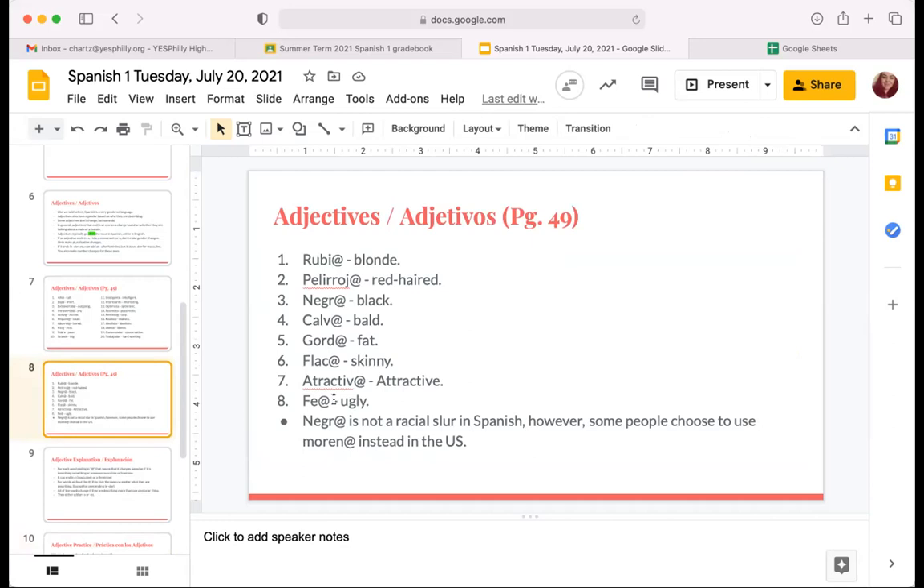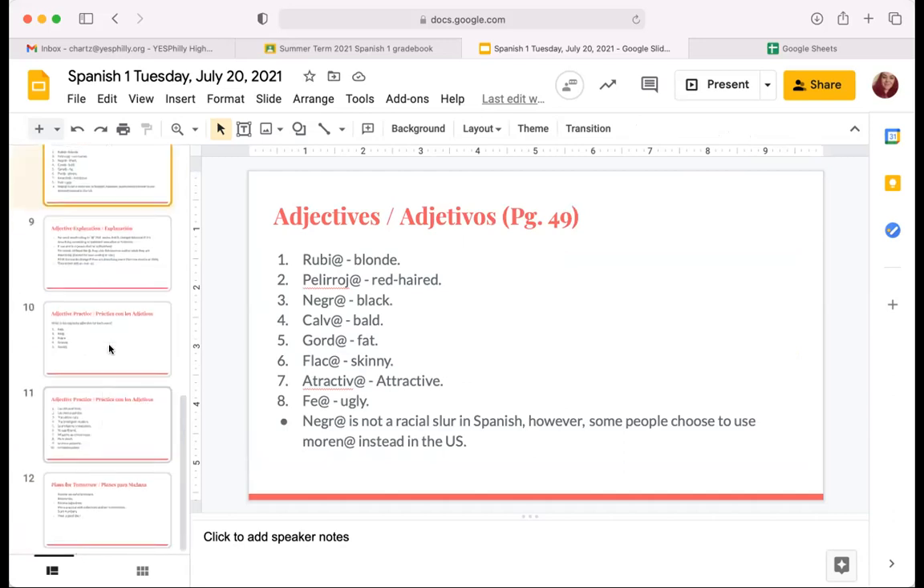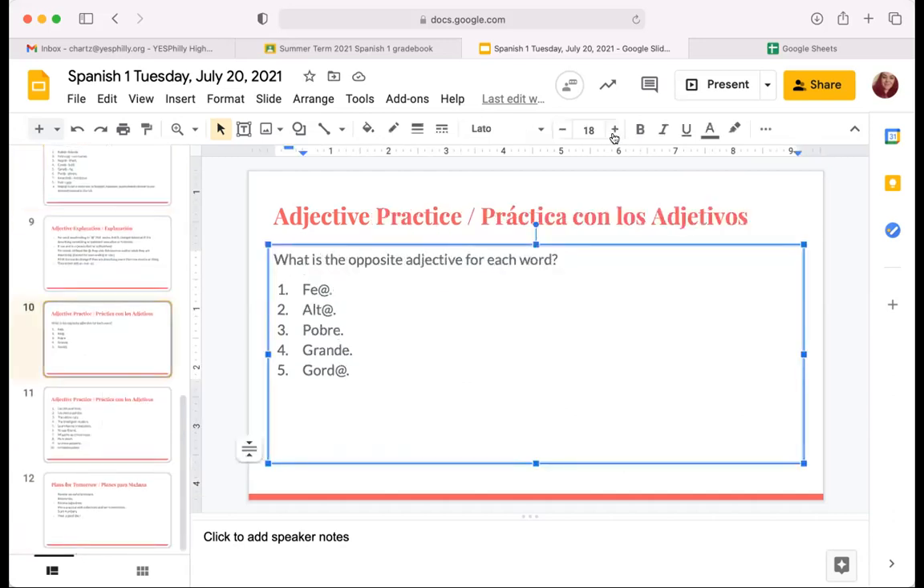Bonita. Yeah, that would be good. Or you could even say atractivo or atractiva. Yeah, but bonita works. I'll put that in here.